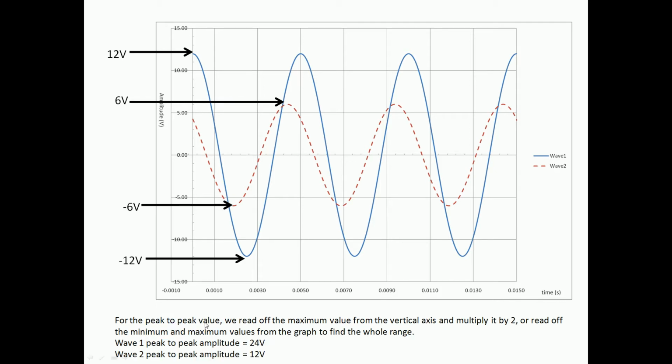Part B, we're asked to find the peak-to-peak values. There are 2 different ways you can do this. You can read off the maximum value that we had before and multiply it by 2, or you can read off the minimum and maximum values from the graph and add them together to find the whole range. So for wave 1, we can see it ranges from 12 volts to minus 12 volts, which is a range of 24 volts. So the peak-to-peak amplitude is 24 volts. For wave 2, we knew this went from positive 6 volts, and we can see it also goes down to minus 6 volts. That gives us a peak-to-peak amplitude of 12 volts.